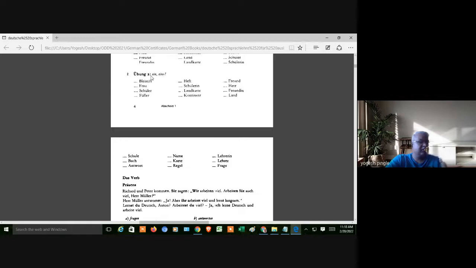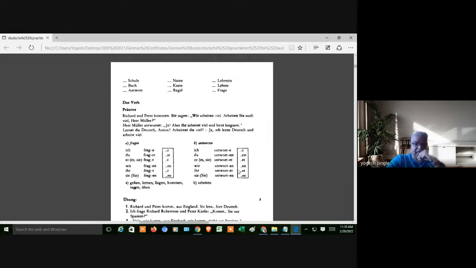Ein und eine. For both the masculine and neuter, you have to put ein only. Whereas only for feminine it is eine. So if eine comes, it's very simple for you, because there you should not confuse between der and das. Okay, so like that.